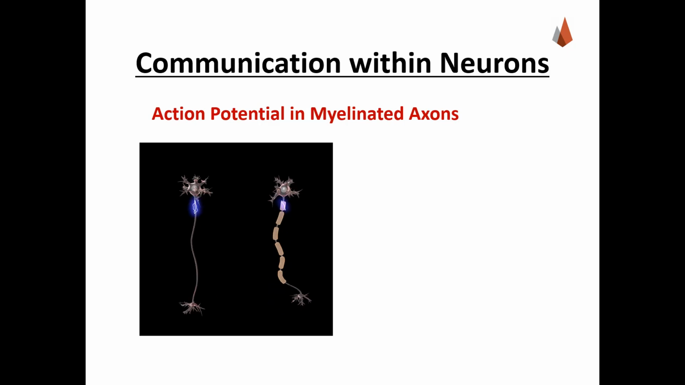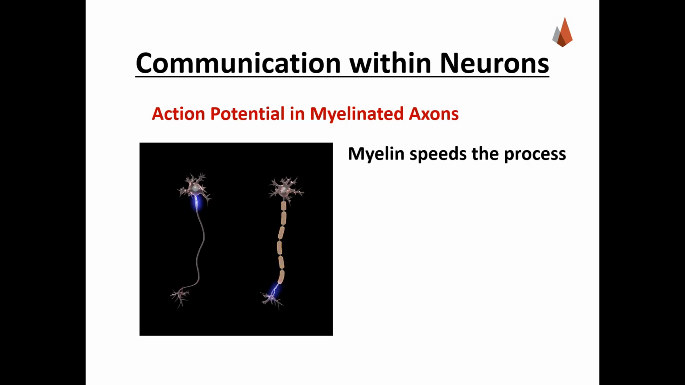Okay, and so here's a nice little GIF of the difference between the action potential in myelinated axons and non-myelinated axons. So on the left, non-myelinated. On the right, myelinated axon. Right. And what you're seeing is, the charge starts up at the body, up at the soma, and it's already down to the dendrites on the myelinated axon before it's even halfway down the axon of the non-myelinated neuron. So myelin speeds the process.